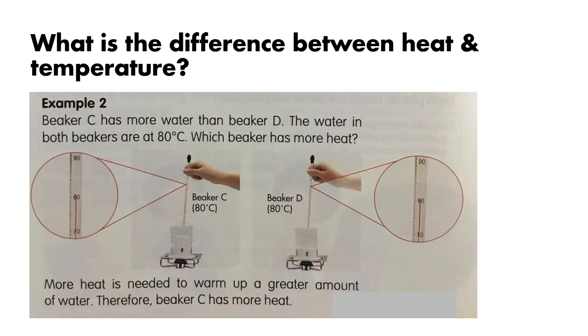How about another example? You have another beaker that has more water than a second beaker. So beaker C has more water than beaker D, and the water in both beakers is at the same temperature, 80 degrees Celsius. Which beaker has more heat? A lot of people say that they have the same amount of heat. No. The amount of heat energy depends not only on temperature, it also depends on the amount of matter. Since beaker C has more water than beaker D, and the water is at the same temperature, we know that the water in beaker C contains more heat energy than the water in beaker D, just because beaker C has more water.